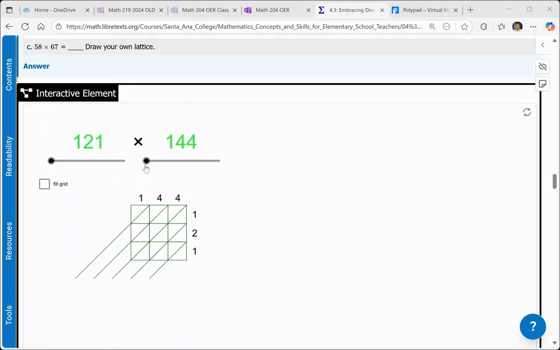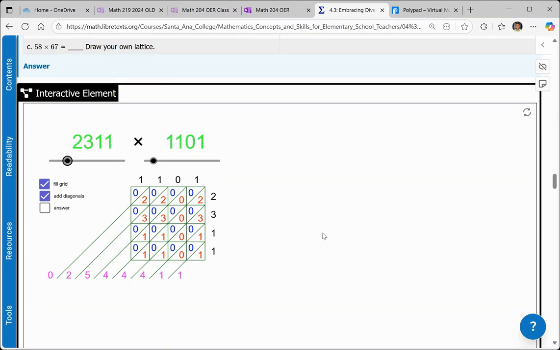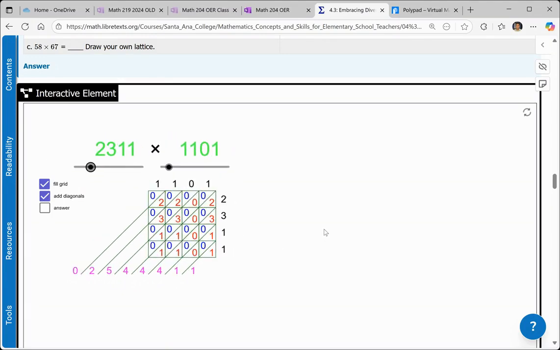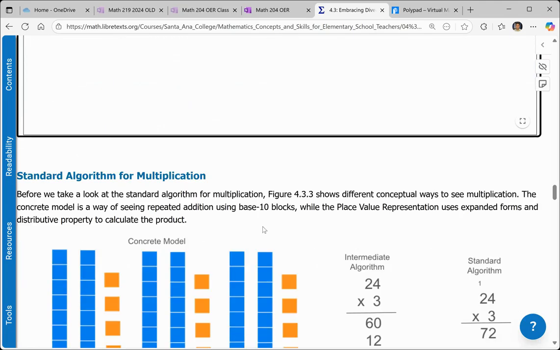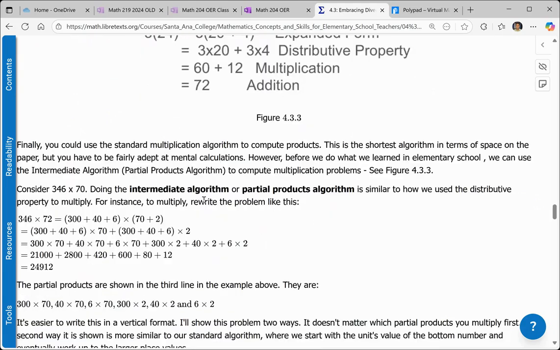If you want to practice your lattice method, you have a link there to do that. It walks you through the process of the lattice method. So we move on to the standard algorithm for multiplication. Again, the textbook's going to have a lot more explanation. Of course, I'll do my best in my video to help you with that.